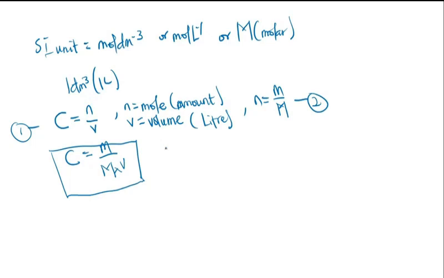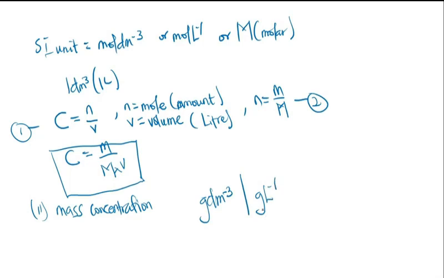Let's go ahead. What is mass concentration? Mass concentration is the mass of a substance dissolved in 1 dm³ of a solution. It has the unit gram per dm³ or gram per liter. Now, mass concentration is given to us by the symbol rho, which is equal to the mass of a substance dissolved in a volume of solution.